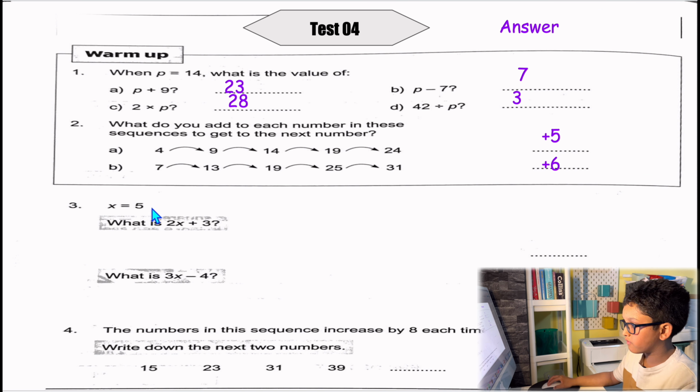Question 3. X is 5. What is 2x plus 3? Well, we need to first work out the 2x. 2x will be 10 because we substitute x for 5. 2 times 5 is 10. 10 plus 3 is 13. So our answer is 13.